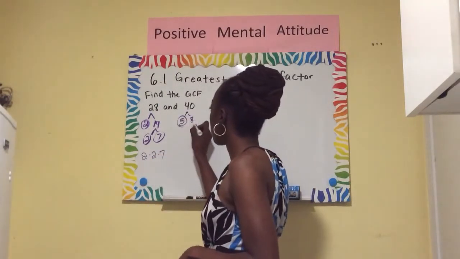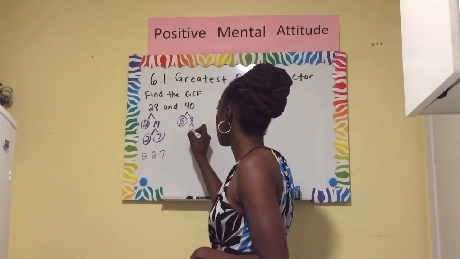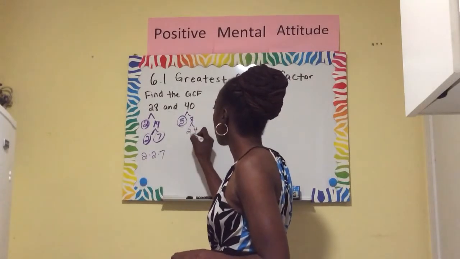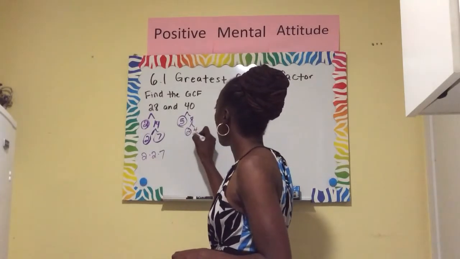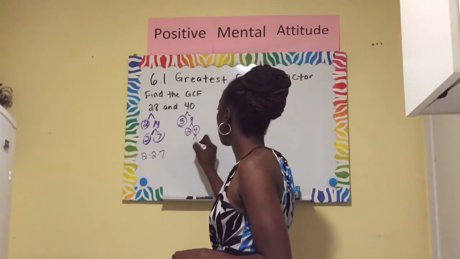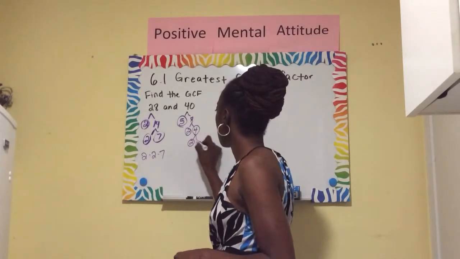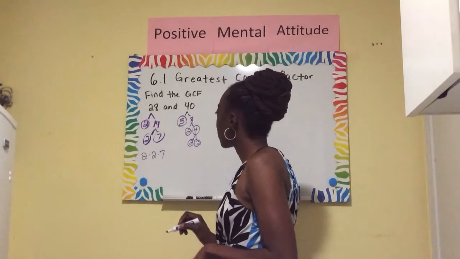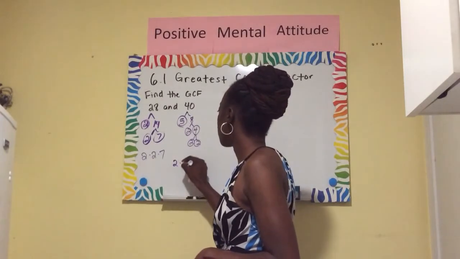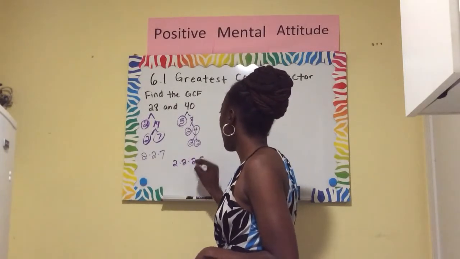5 is already prime, 8 is not. 8 will be broken down to what? 2 times 4. 2 is prime, 4 is not. So 4 will then be broken down to 2 times 2. So then the prime factorization for 40 will be 2 times 2 times 2 times 5.